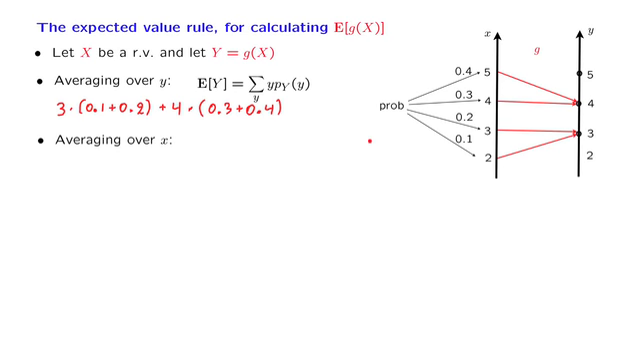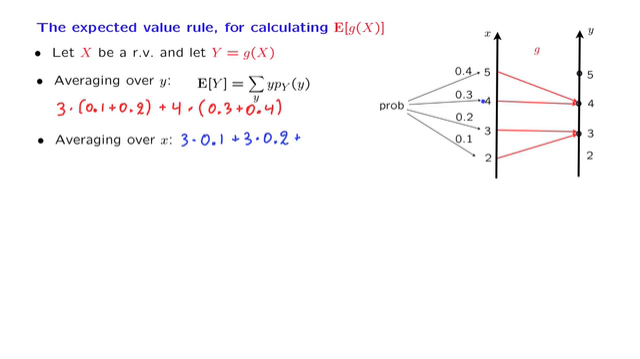And this corresponds to the following type of thinking. 10% of the time x is going to be equal to 2. And when that happens, y takes on a value of 3. So this should give us a contribution to the average value of y, which is 3 times 0.1. Then, 20% of the time, x is 3 and y is also 3. So 20% of the time, we also get 3's in y.